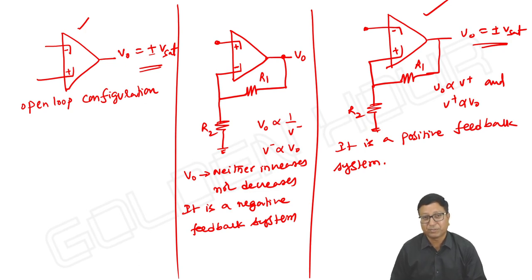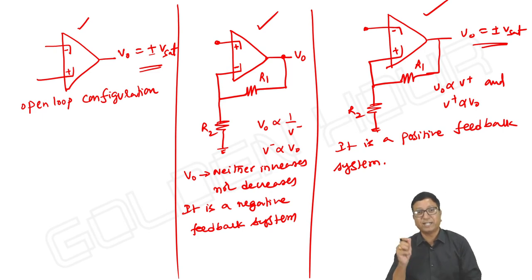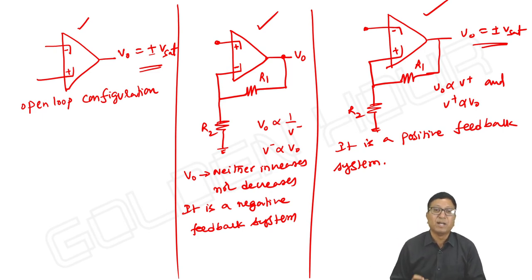That's it. Whereas with a negative feedback, output is neither increasing nor decreasing. It is settling down at a fixed value. At what value it is settling down, we need to calculate. Here I calculated perfectly, but here I have to make the calculations.